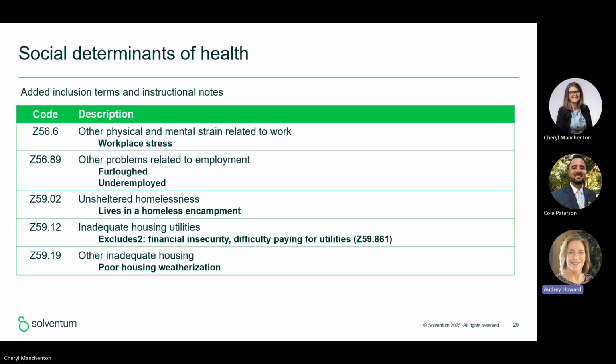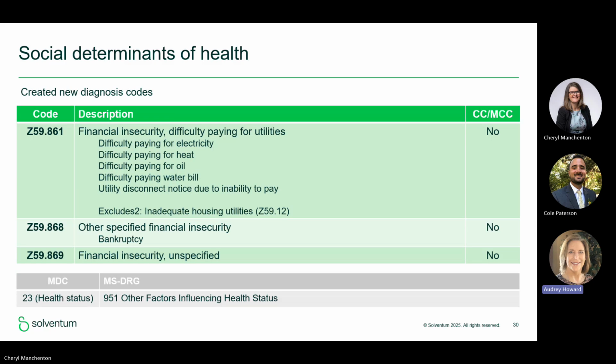Z59.02. And then on the next slide, there were a few new social determinants of health codes that were created. Specifically, code Z59.861 was created for financial insecurity, difficulty in paying for utilities, and code Z59.868 was added for other specified financial insecurity, which also includes bankruptcy.